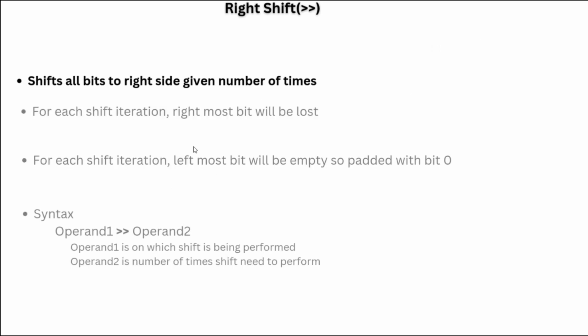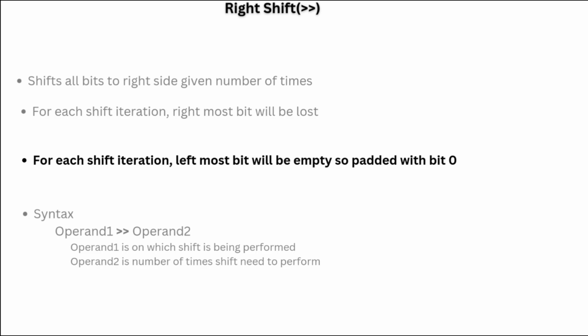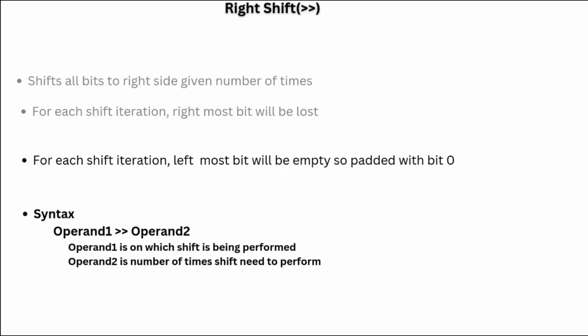Similarly, right shift is the same as left shift. All bits will be shifted to the right side, either one time or n number of times. For each shift operation, the rightmost bit will be lost, and on the left side an empty space will be created, which is padded with 0. The syntax is like this, same as left shift.